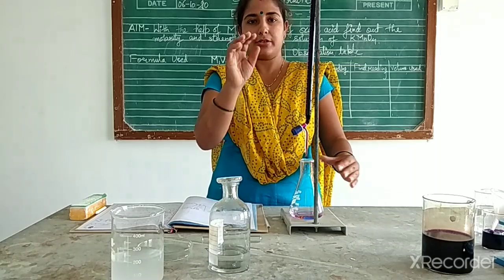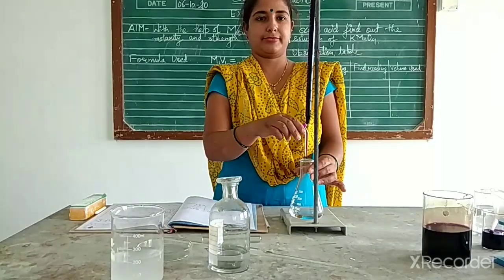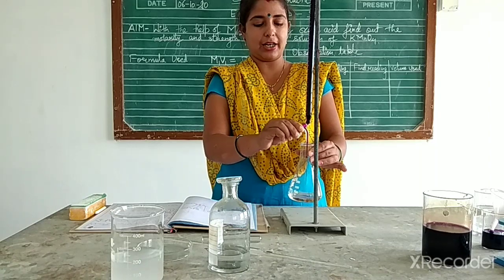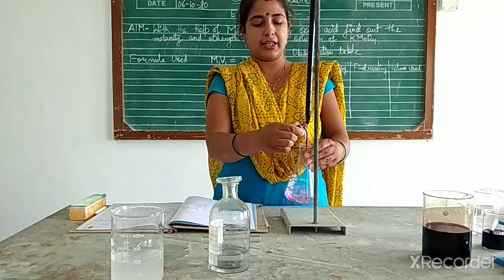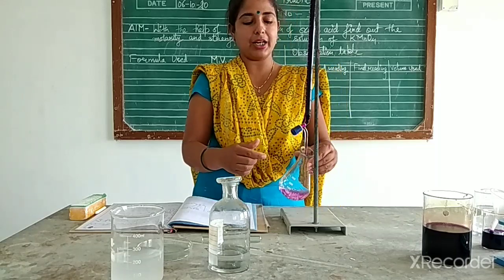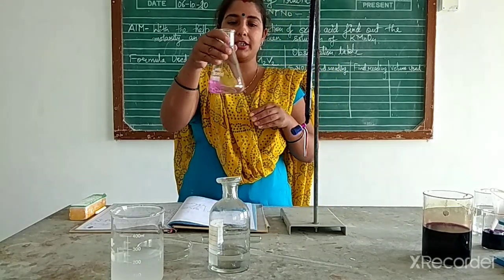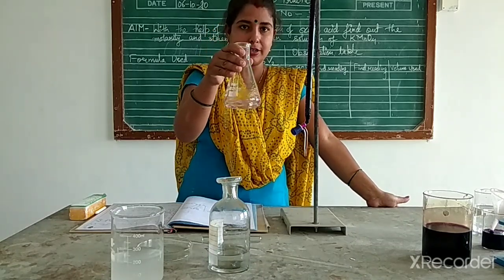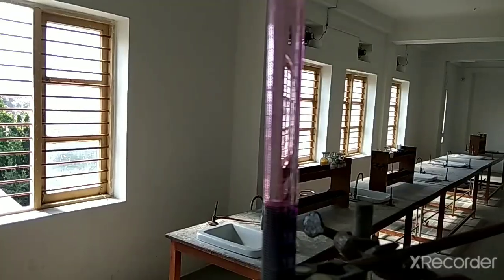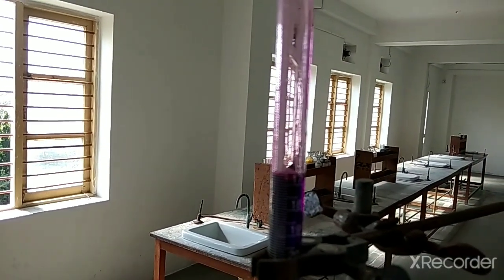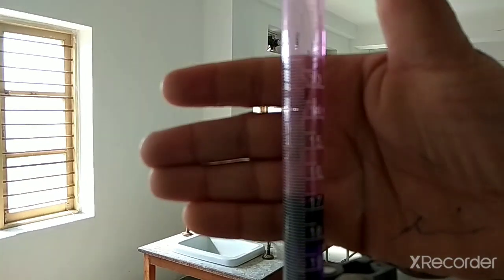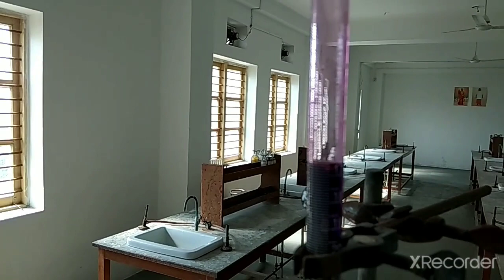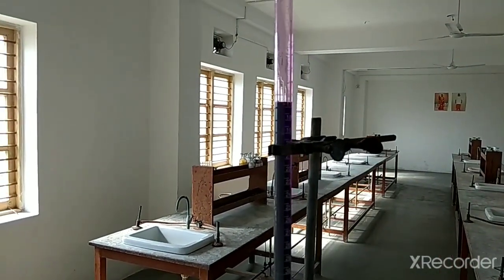Now we'll keep repeating the process until we get the permanent pink color. Dropwise I'm adding. See, now the permanent pink color has appeared. This color is not decolorizing. So this is your permanent pink color. You all can see that the reading of the burette is around 16.8 at this time, and the end point of the reaction we have reached.